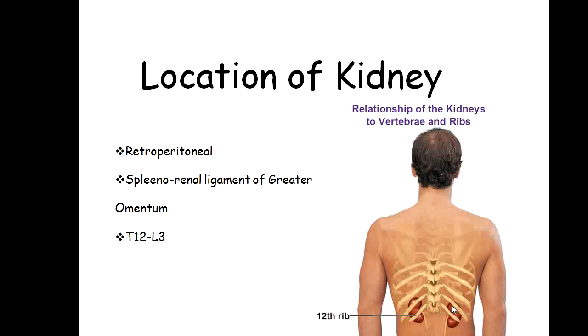The size of the right kidney is also a bit smaller than the left kidney, and its position is also a bit lower than the left kidney, because upon the right kidney the weight of the liver is present. This weight of the liver makes the right kidney a bit lower in position.